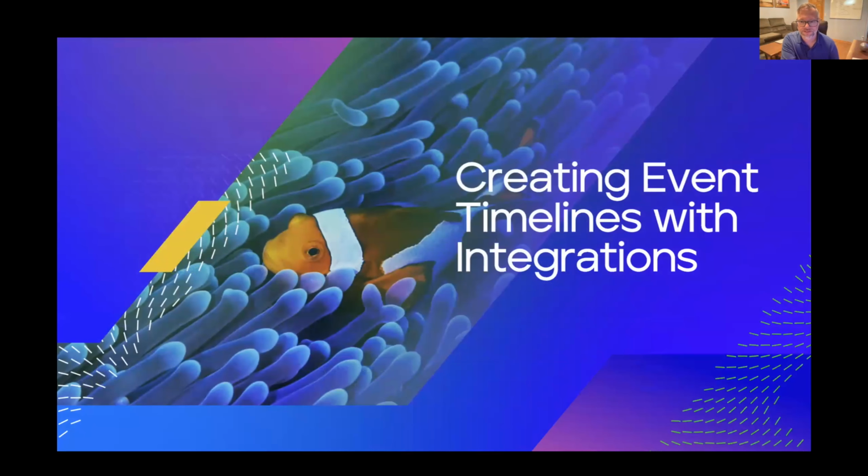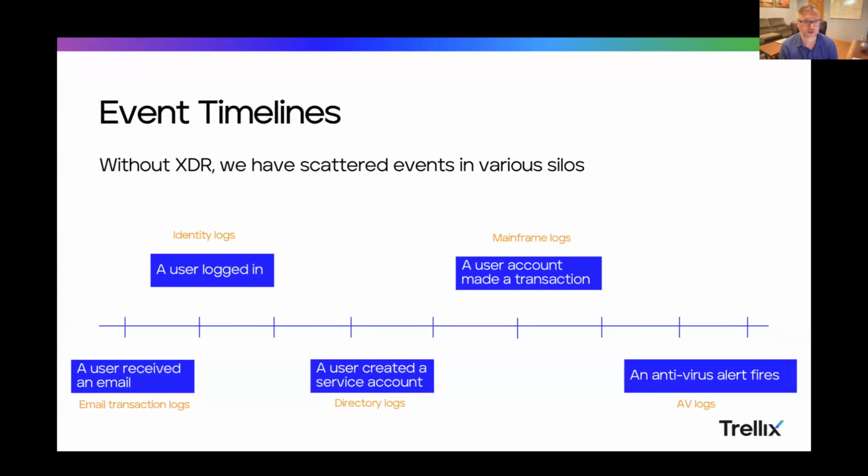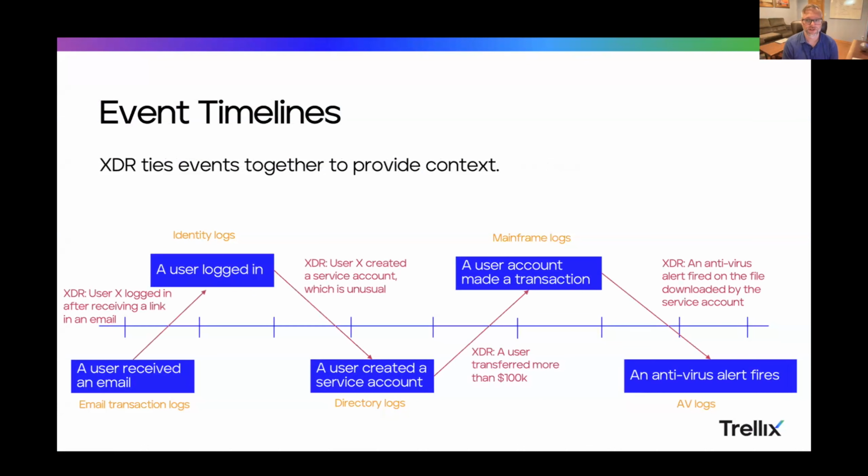So here, let's look at the timeline itself and see why this is so important to be able to put it together. Without XDR, you just have a pile of logs. So you have email transaction logs, you have identity logs, directory, the mainframe that we just showed, which is interesting but not the whole story, and of course, antivirus logs. So when we first come across an antivirus alert, we don't know all this stuff until we can put it together.